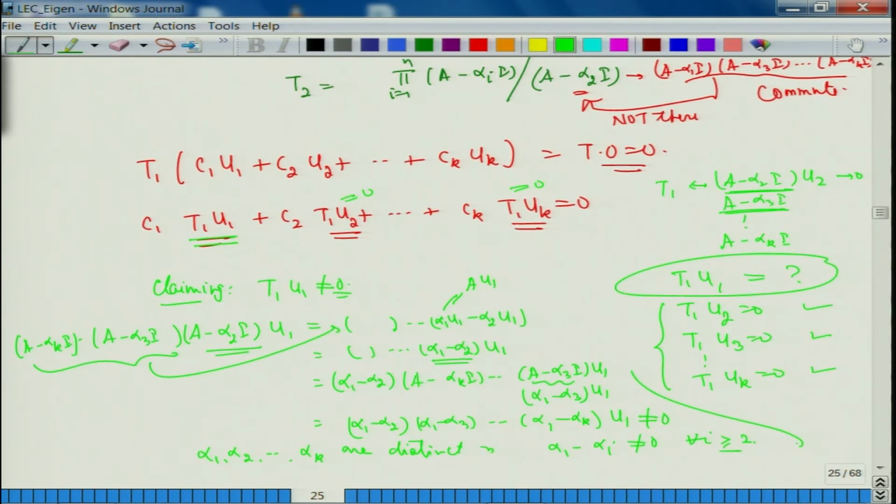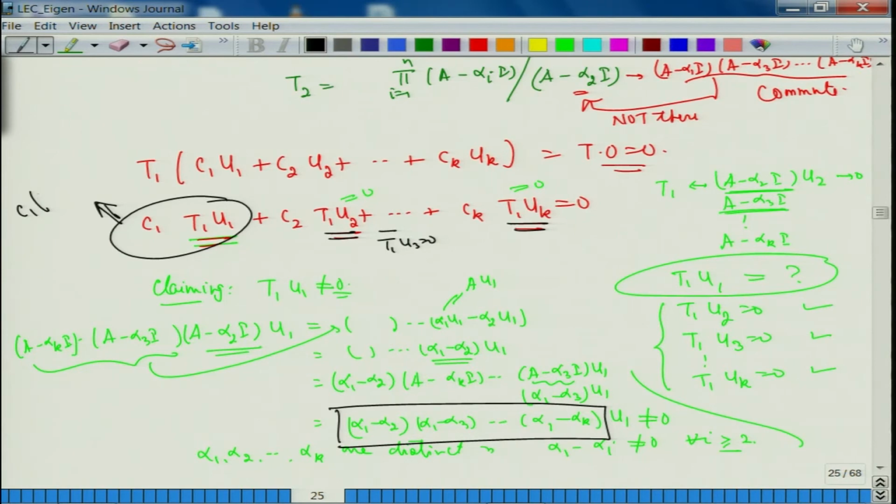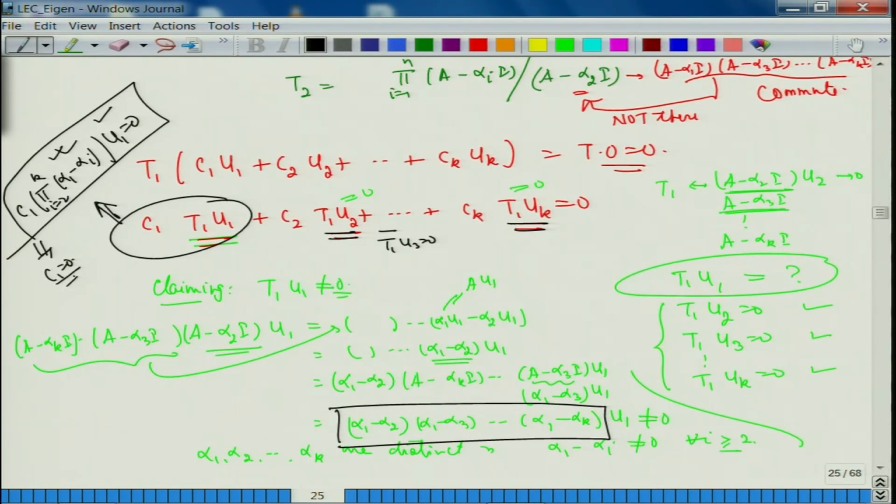Is that okay? Fine. So that is what is important, that all these vectors T1 U2 is 0, T1 U3 is 0, and so on till all of them are 0. The only vector that is left out is this part. I know that T1 of U1 is not equal to 0. So what I get from here is that C1 times some constant, which is the product of alpha 1 minus alpha I for I equal to 2 to k, times U1 is 0. U1 is an eigenvector, so that is not 0. This is not 0 because the alpha I's are distinct. So it implies that C1 has to be 0. So we have shown that.